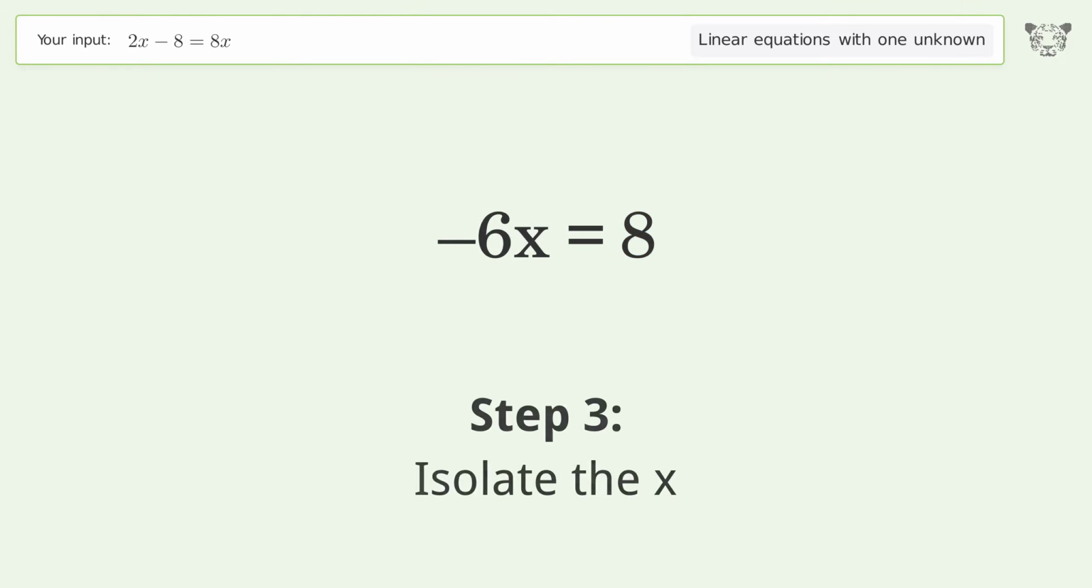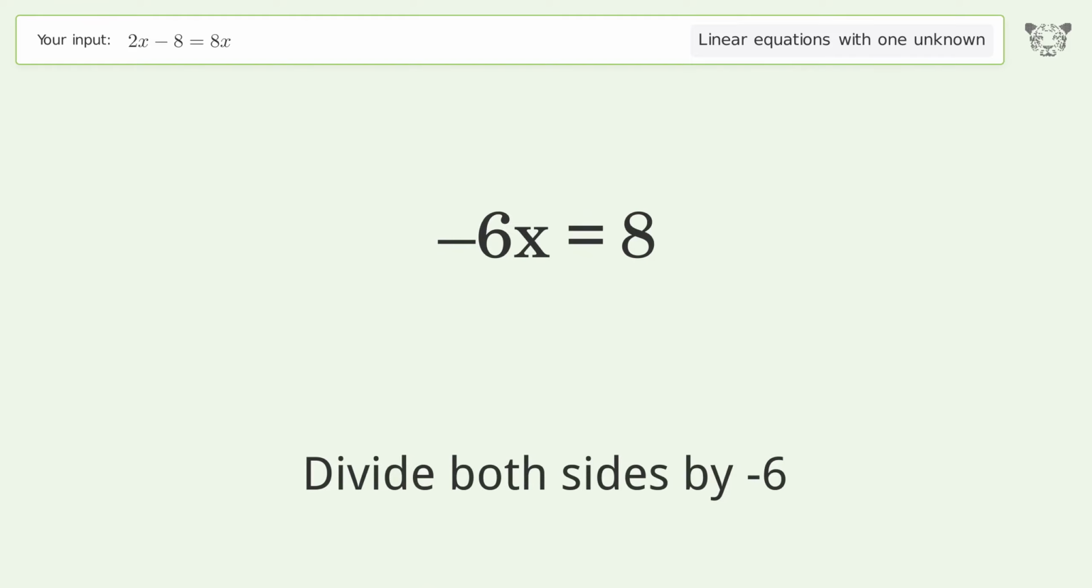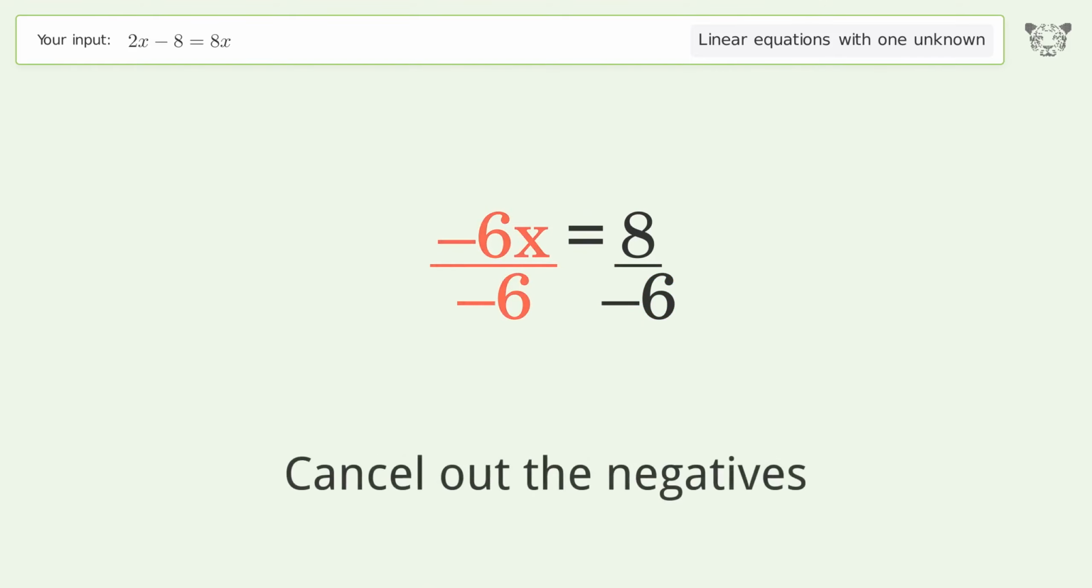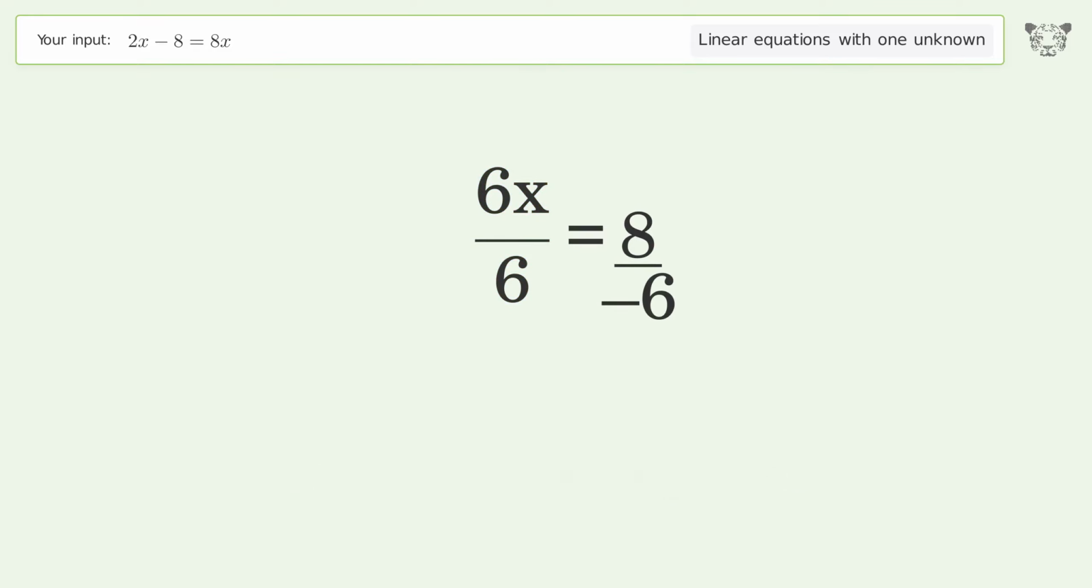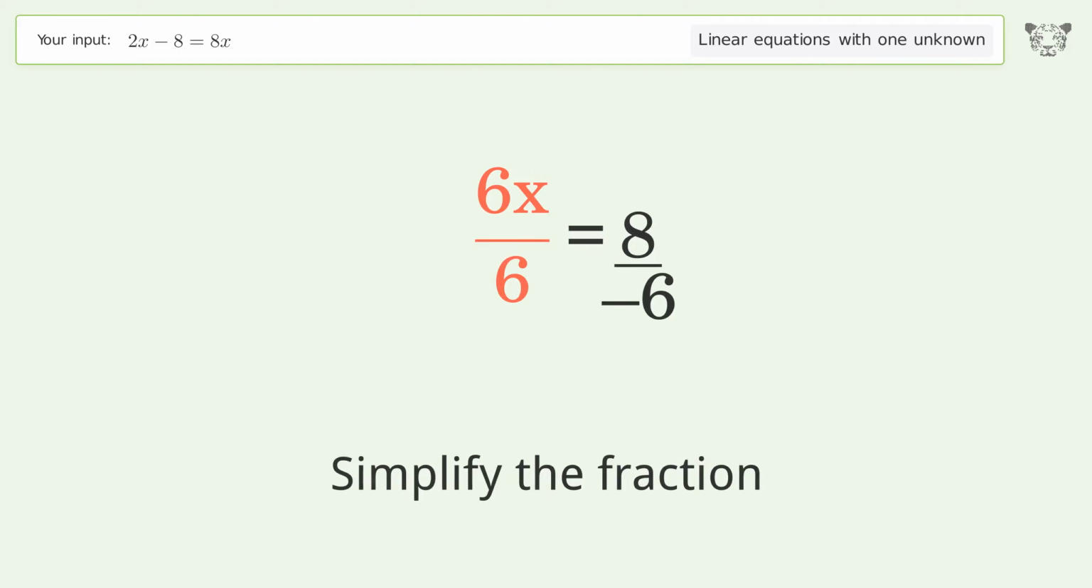Isolate the x. Divide both sides by -6. Cancel out the negatives. Simplify the fraction.